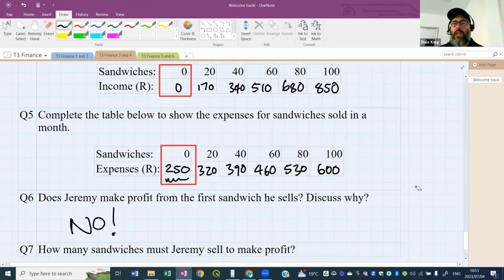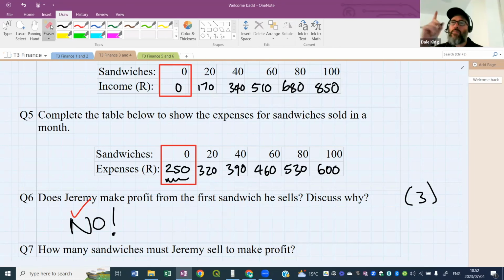Now, this is normally a 3-mark question in the exam, ladies and gentlemen. You've got 1 mark out of 3 for saying no. You've got to also discuss why for the other 2 marks, and you want every mark. Why is he not making profit yet? This is important to understand. Why, if he sells just one sandwich, is he not making profit yet? You guys are right with the no, but why? For the other 2 marks, you want to get full marks for every question if you can.